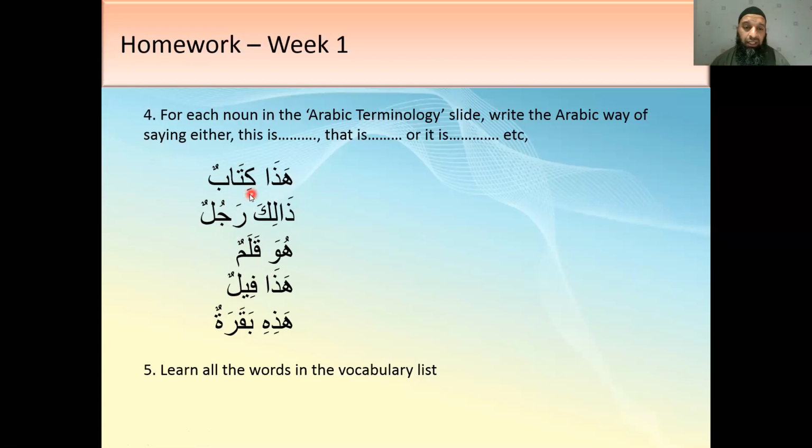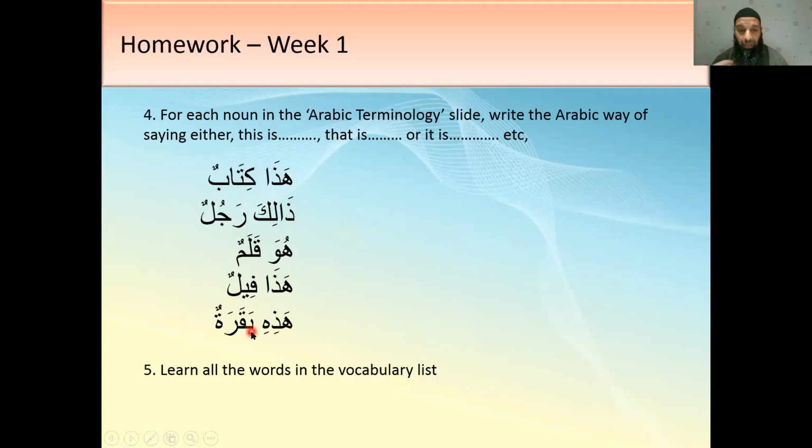So, for example, kitabun is masculine, so I would say hadha kitabun, or dhalika kitabun, or huwa kitabun. Again, rajulun is masculine, so again, hadha or dhalika or huwa. Again, this is to get you practicing so you can remember. Qalamun is masculine, so hadha, dhalika, or huwa. Filun, elephant, is masculine, so again, hadha, dhalika, or huwa.